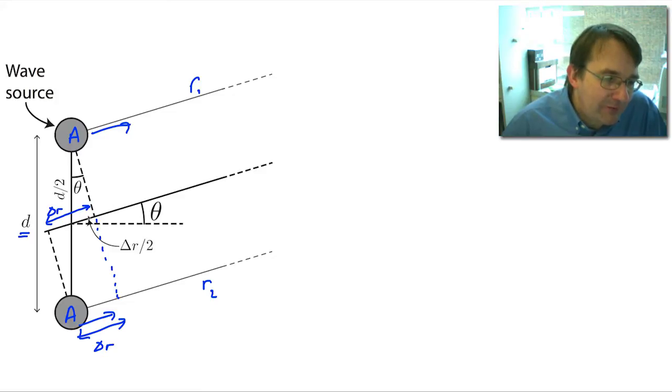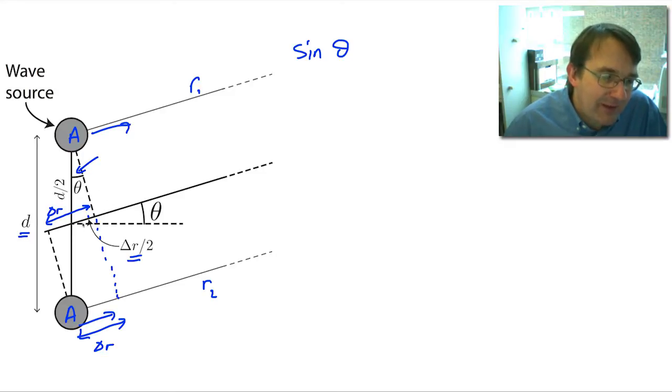So if I look at this right angle triangle, this length here is delta r over 2. And so what I'm going to do is use simple trigonometry. The sine of theta, where theta here is the angle that this line makes to the perpendicular, which means it's also this angle here by geometry.